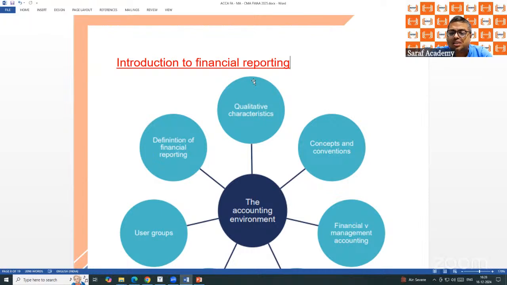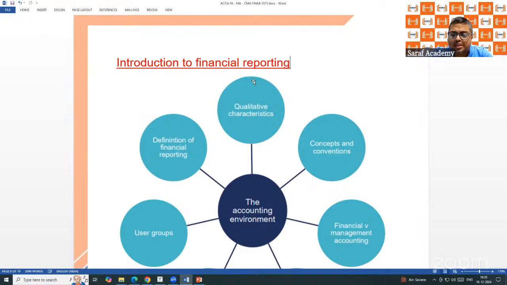They cannot understand whatever the government rules and regulations are changing. We are the people who need to help them. So financial accounting is recording, classifying, and then preparing the summary of those transactions. The summary means the PL account, balance sheet, cash flow statement, notes to accounts, and other statements.